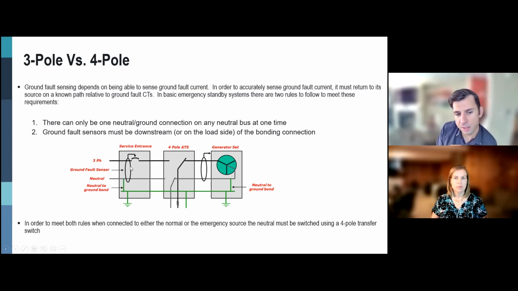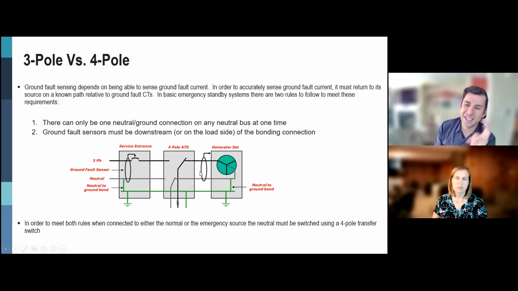And the ground fault sensor, which is the CT, right? This is a CT in here and a CT in here, must be downstream from that bond as you look into the source. So if you put your eyes in here and you look this way, this is the utility. If you put your eyes in here and you look this way, this is the generator. And this is the bond, and this is the CT. To have it effective, because you can be connected either to this source or to this source, if we're looking this way, the sensor is downstream from the bond. If we look this way, the sensor is downstream from the bond.